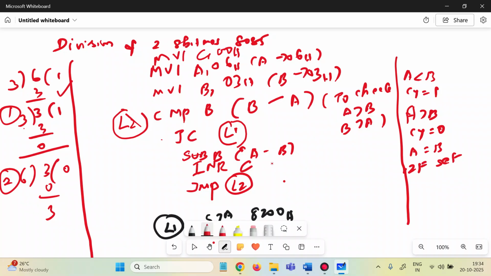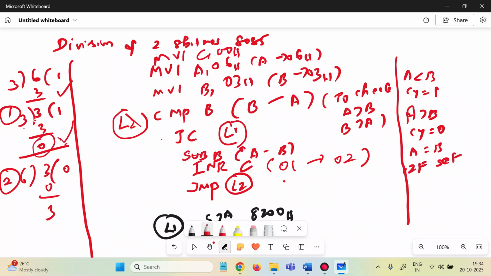Again it is incrementing the quotient. So initially the quotient was 1. Now the quotient has moved to 2. Second time subtraction is over. So the quotient is increased. Next is what? Jump L2. So when it goes to L2, again compare. No, nothing to compare because second time subtraction is over. Nothing to compare, because the answer is 0.